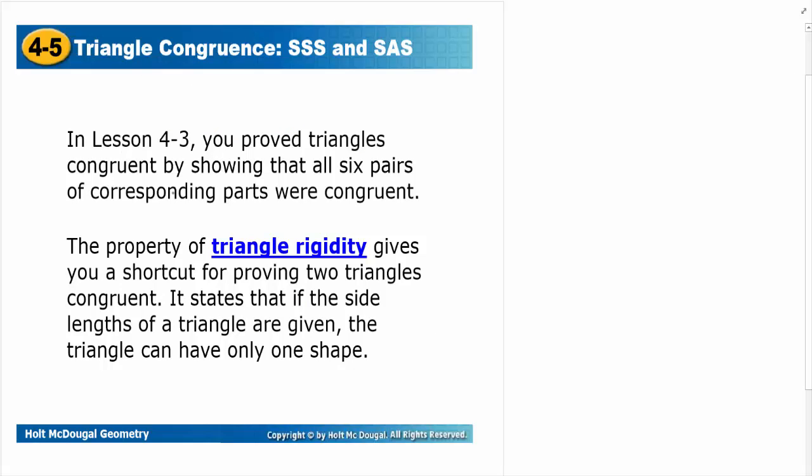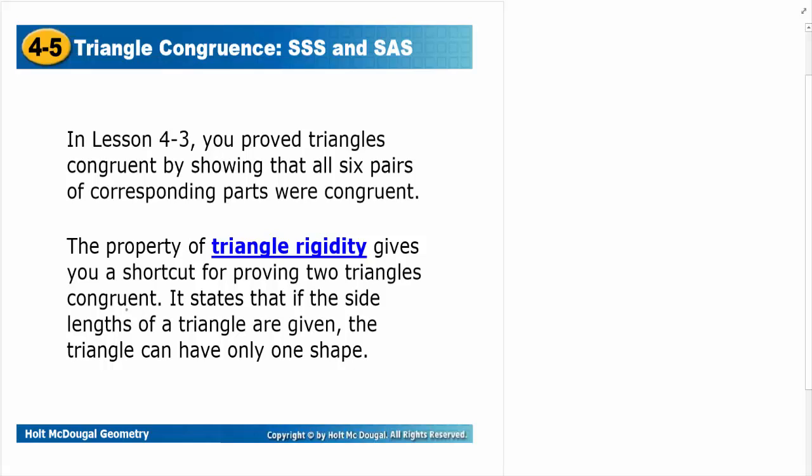Lesson 4.3, again, this is what I was talking about. We proved triangles congruent by showing that all 6 pairs of corresponding parts were congruent. We're not going to do that now. The property of triangle rigidity gives you a shortcut for proving. That's what these theorems that we're going to be going over will show you, for proving 2 triangles congruent.